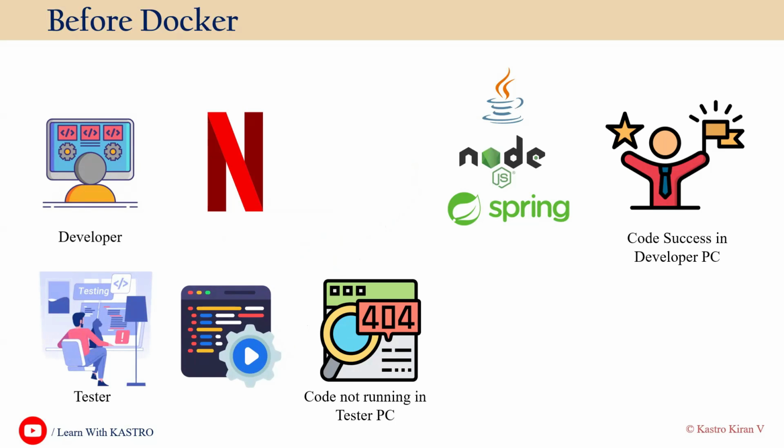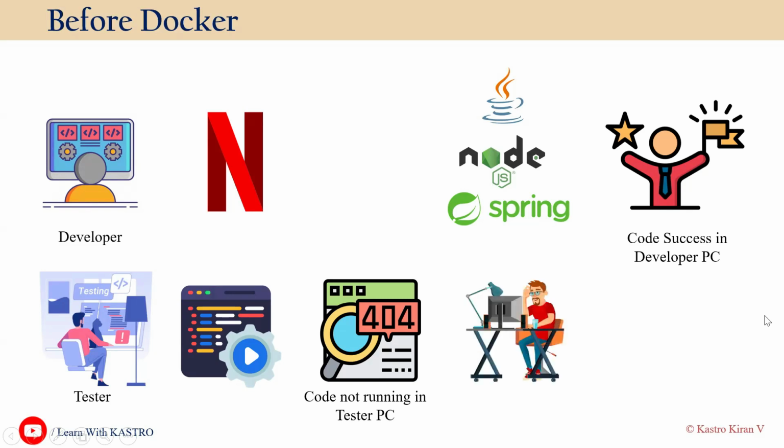What is the problem here? In the developer PC, let's assume that Java 11 is available on the developer laptop. The Node.js version is different. The Spring version is different. Now, in the testing team laptop, they will have the Java 8 version of the software. So what is happening here? The configuration of software between the development team and the testing team is different. Obviously, when the configurations of the software are different, the code which is successfully running on the developer laptop will not run successfully on the testing laptop.